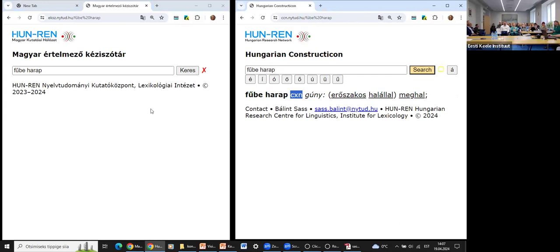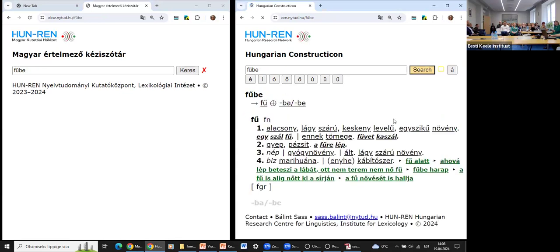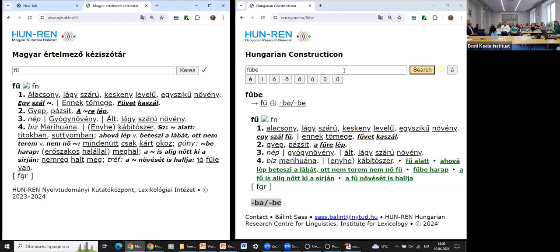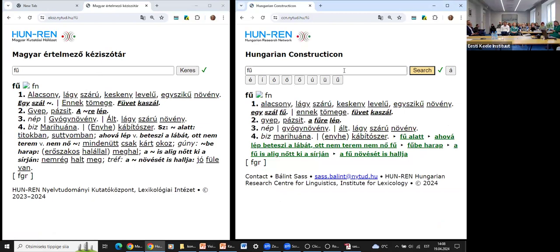Okay. And what happens if we try to query fűbe, which is into grass? Also doesn't have anything in the dictionary because it's an agglutinated word, but in the konstruktikon we will have it. It says that it is a combination of two constructions, one word and one bound morpheme. So that's the structural description or something like that. And you will get the entries also for the word and also for the agglutinative ending, which is not ready yet, but it will be there. Okay, and if we just try fű, which is grass, you will get the entry for grass, and you will get more or less the same in the konstruktikon.